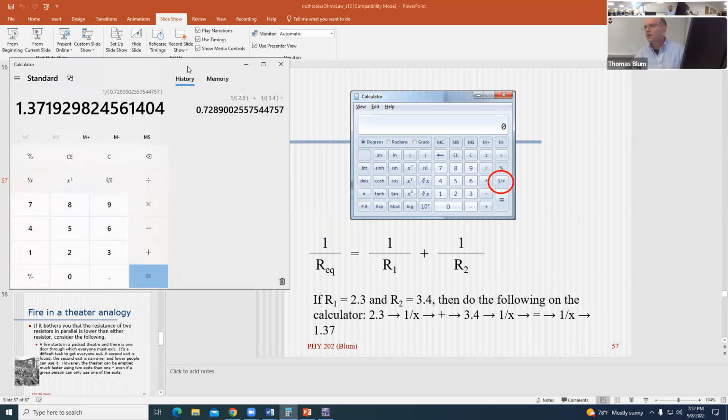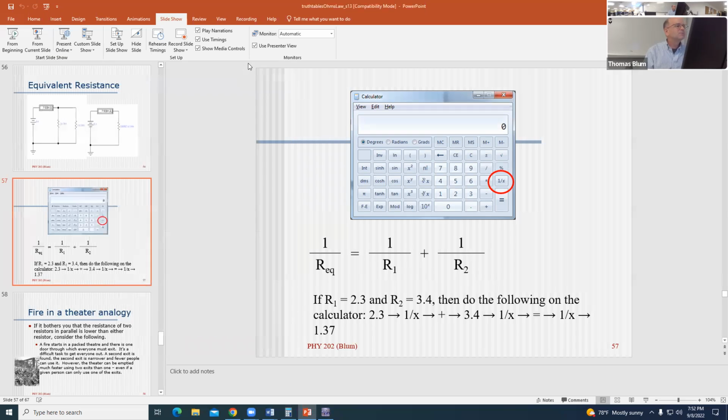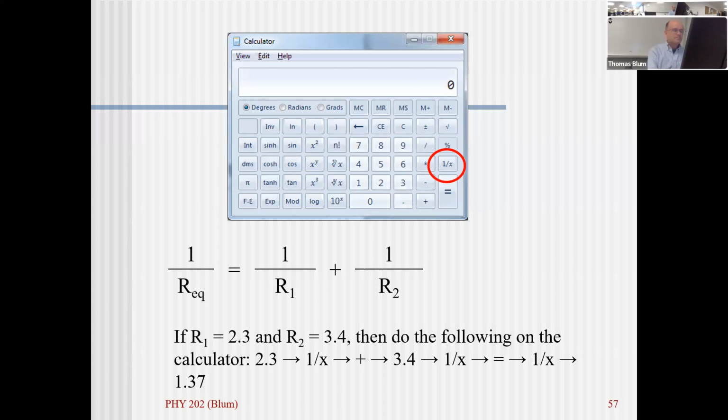But if you know another way, oh, I should say, it's the multiplication divided by the sum or something like that. If you know another way, fine, use it. This is like my way, a way, it works. Okay.